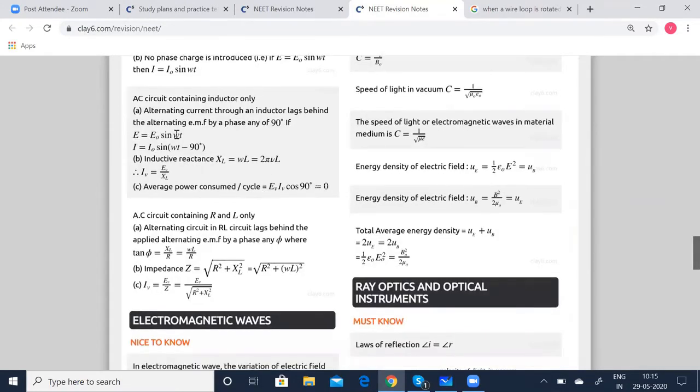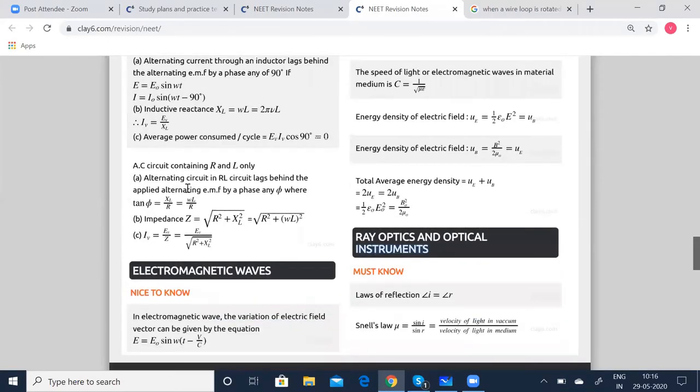AC circuit containing only an inductor. Alternating current through an inductor lags behind the alternating EMF by a phase of 90 degrees. So E is equal to E0 sin omega t, but I is equal to I0 sin of omega t minus 90 degrees. It has a phase angle by which it lags behind, so that is why we have minus 90 degrees. Inductive reactance XL is equal to omega L, which is equal to 2 pi nu L, or IV is equal to EV by XL. The average power consumed per cycle is equal to EV IV cos 90, which is equal to 0.